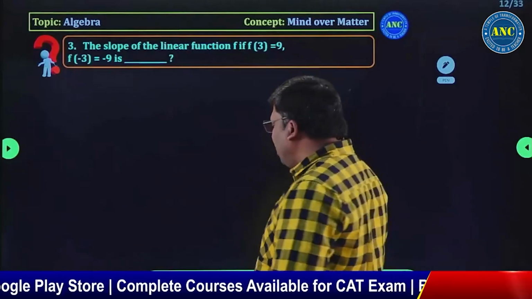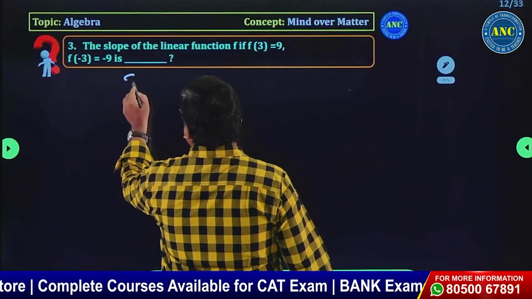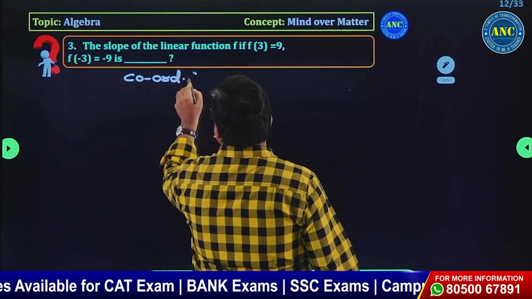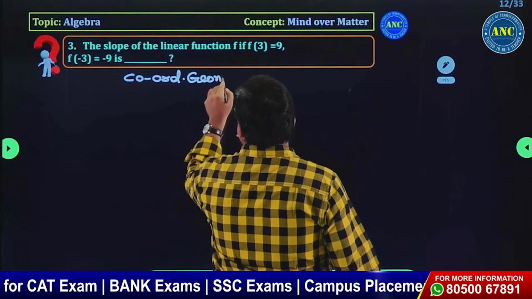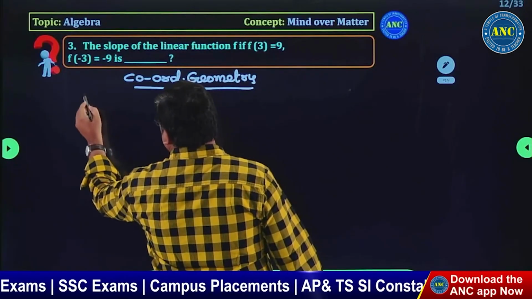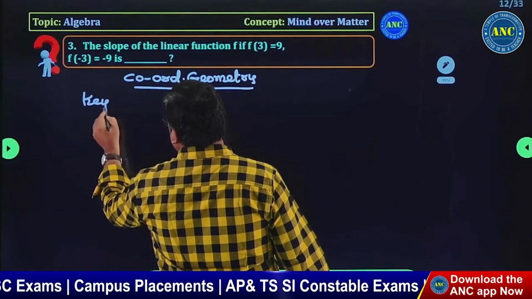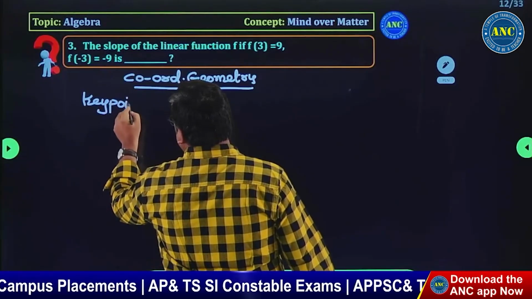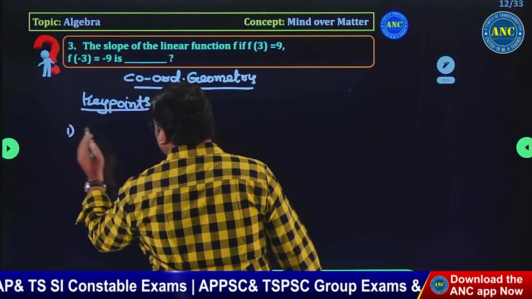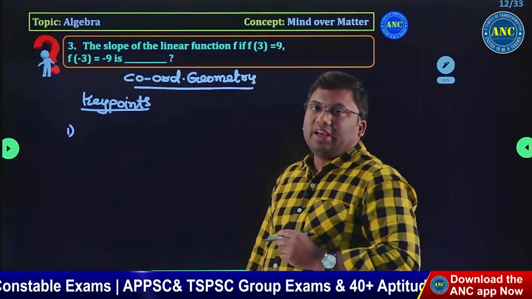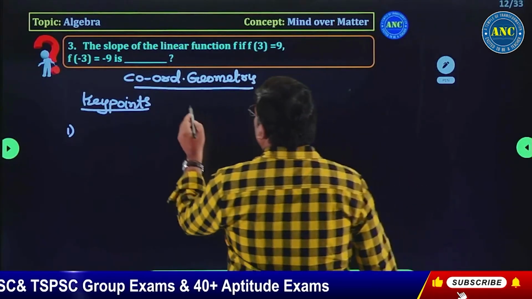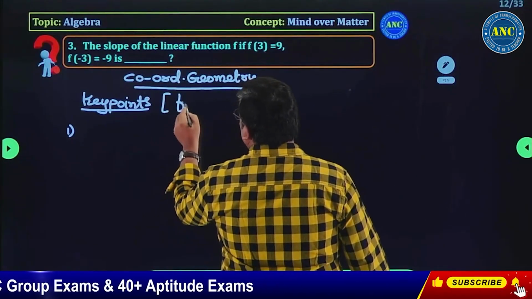Third one, this is a question based on coordinate geometry. What I will do is, first I will discuss some important key points. Once you understand these important key points, especially in case you are writing the CAT examination, there is a very important chapter from where the questions will come.